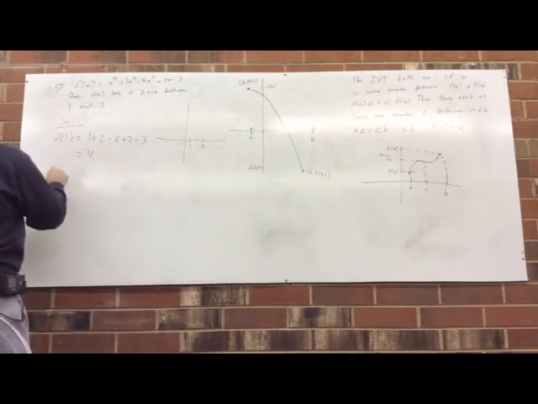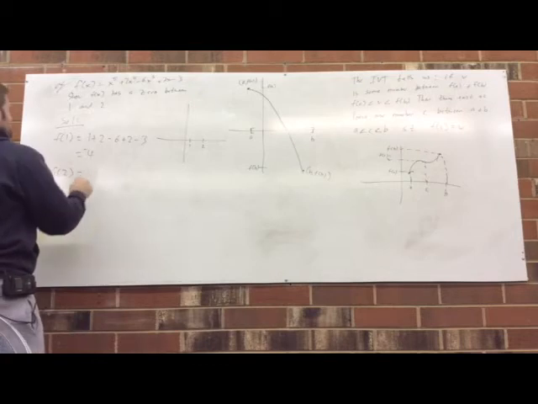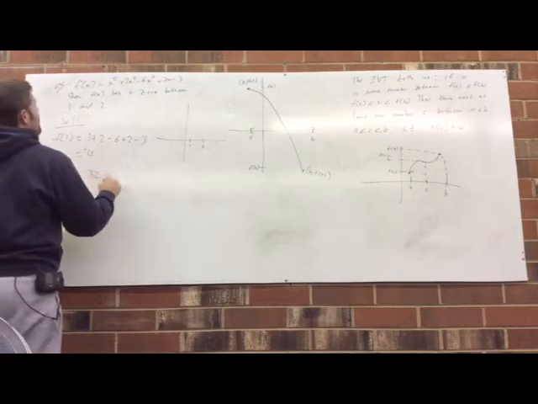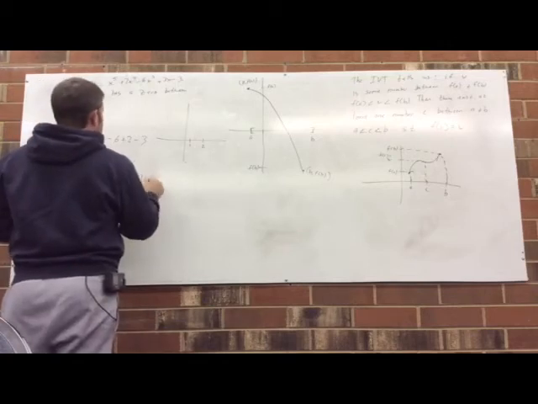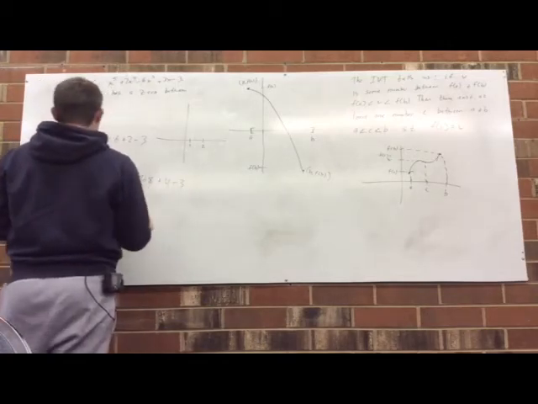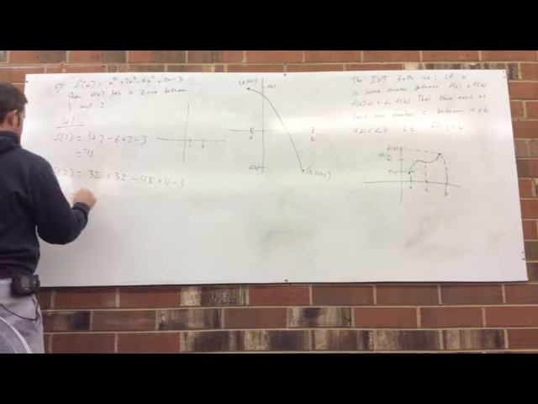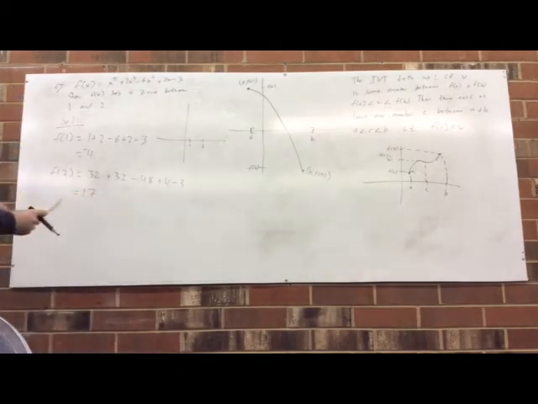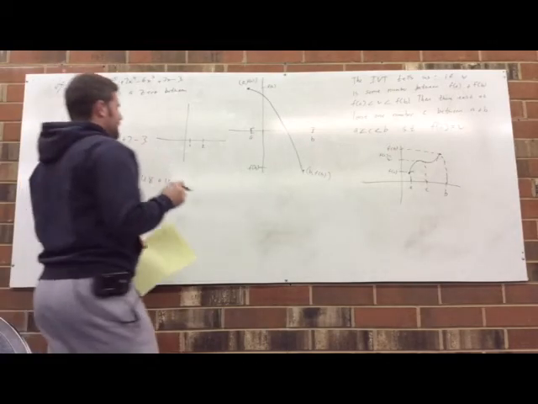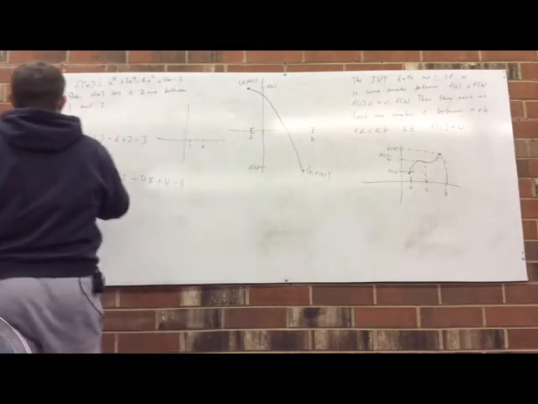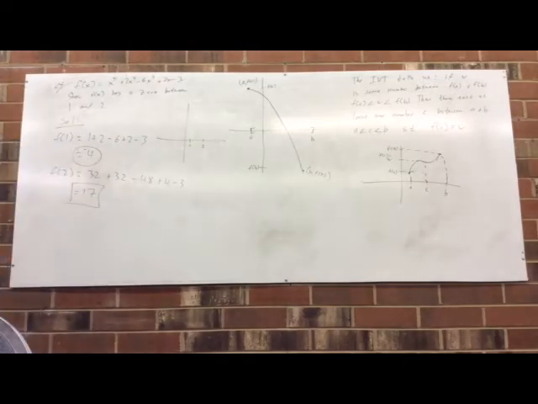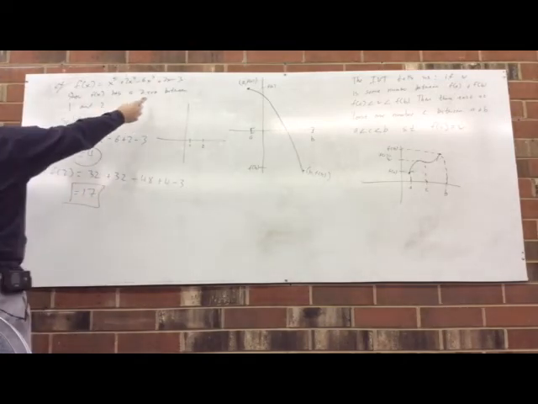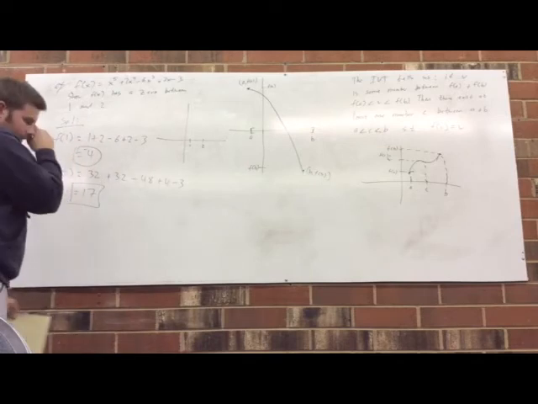f of 2, well, that's 32 plus 32 minus 48 plus 4 minus 3. This comes out to a positive 17. Well, you say, how does that show us anything? Well, let me write this next thing out and you'll see why. Finding this value and this value show us that there's a 0 between the values of 1 and 2.